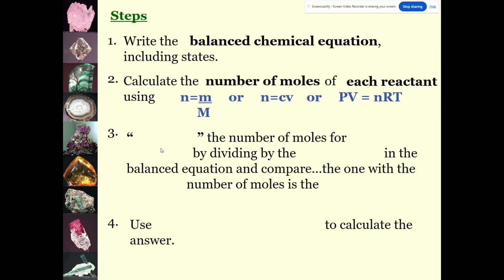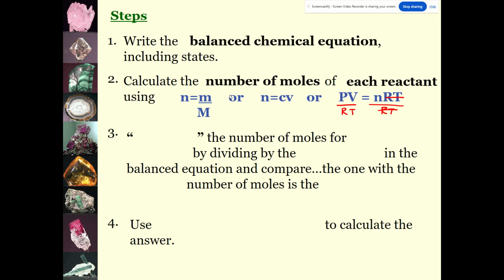We calculate the number of moles of each reactant with either mass over molar mass, C times V, or using our gas law formula. If we rearrange that for moles, we would divide both sides by RT. So it would be n equals PV over RT.